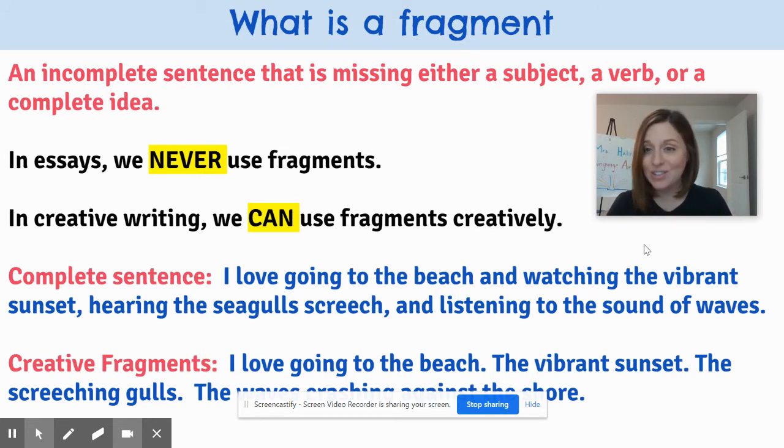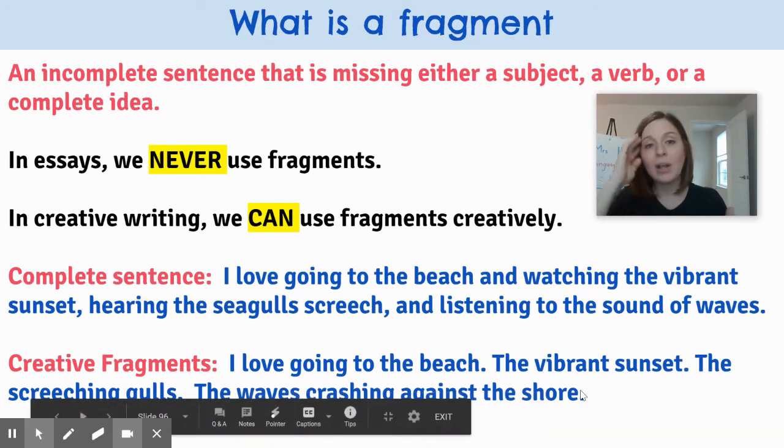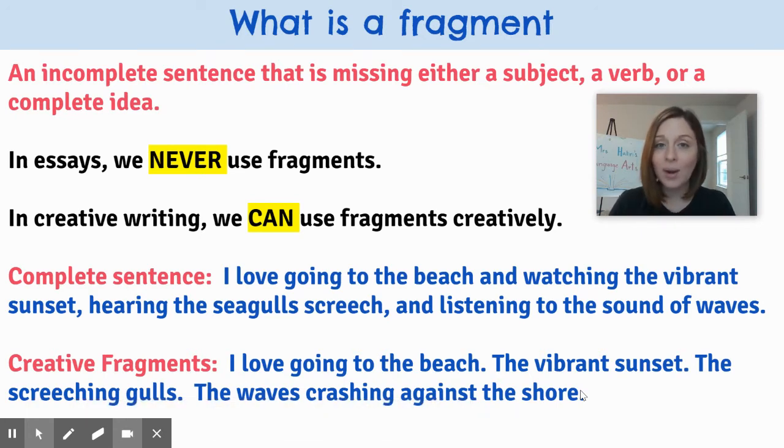Now, in essays, you don't want to use fragments. We never use fragments. That's a big no-no. You need to always have complete sentences. But that's because essays are formal writing where your ideas need to be very, very clear and clearly stated and articulated. However, in creative writing, when we're writing literature, stories, we can use fragments creatively.